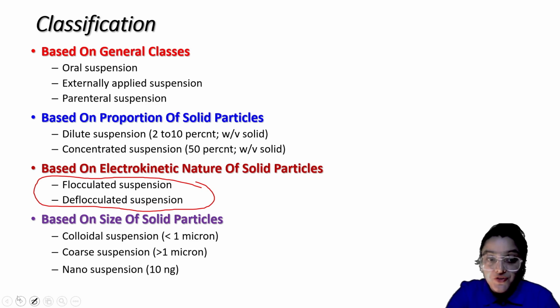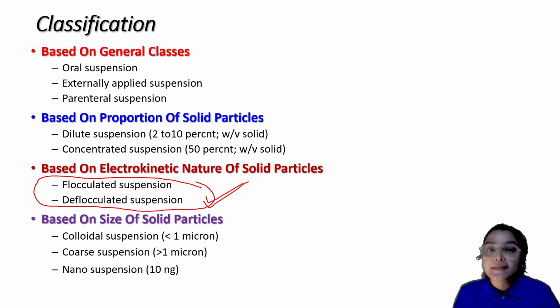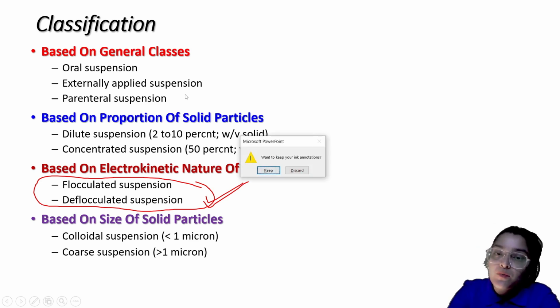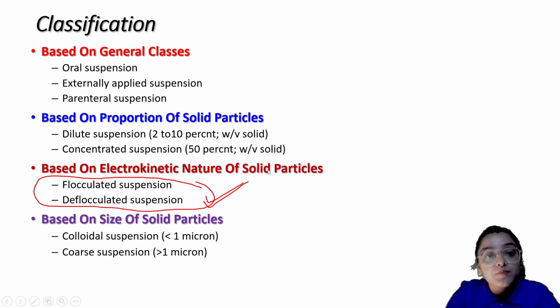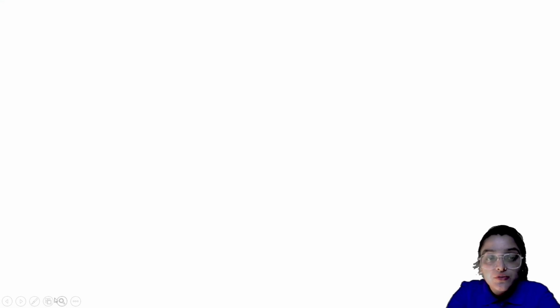Now, as I've mentioned, the major important class that you need to focus on is the flocculated suspension or the deflocculated one. So before going into that, we will see what the meaning of flocculation is, what the flocculating agents are, and what the deflocculating agents are. I'll be explaining a little bit about these basics, then we will move on to this important class of suspension.